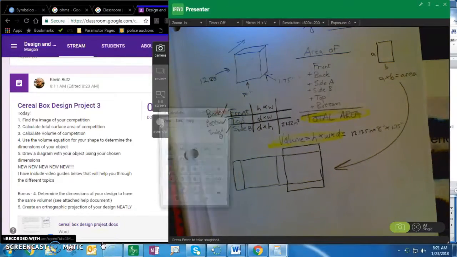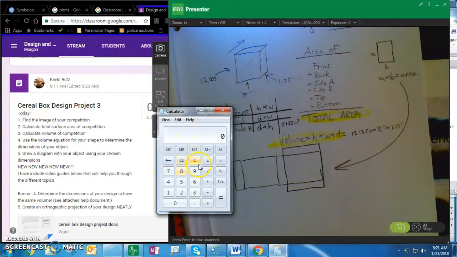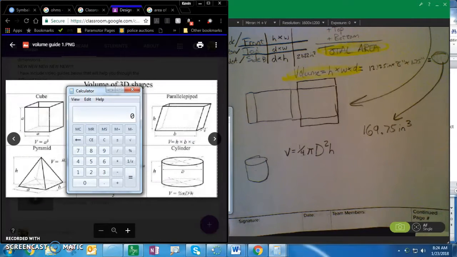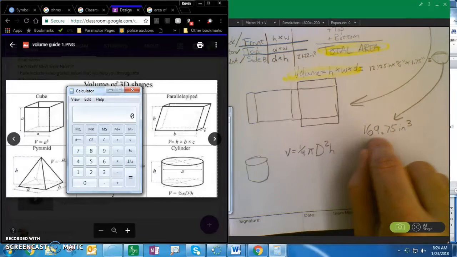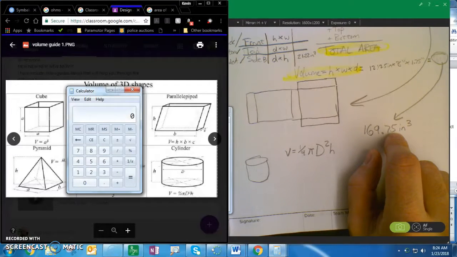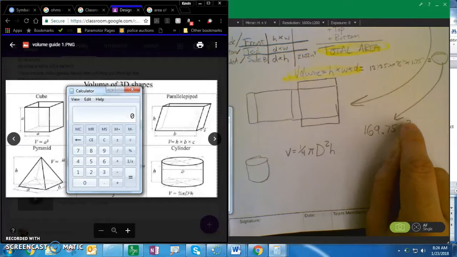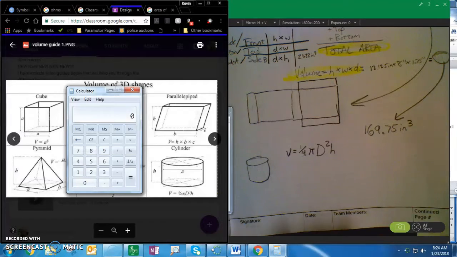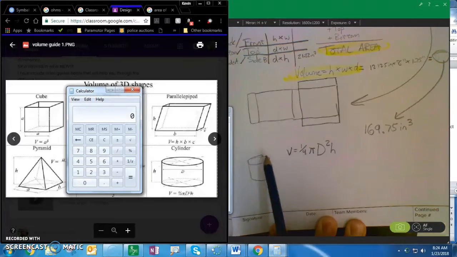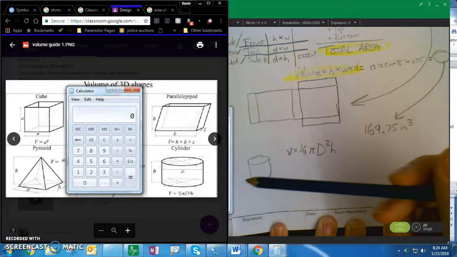My trusty calculator will show me the answer. Please don't mind the announcements, but I want to point out that I used my calculator to determine it's 169.75 inches cubed. Inches cubed is the units of volume. So what I'm going to do is show you how to calculate a cylinder.